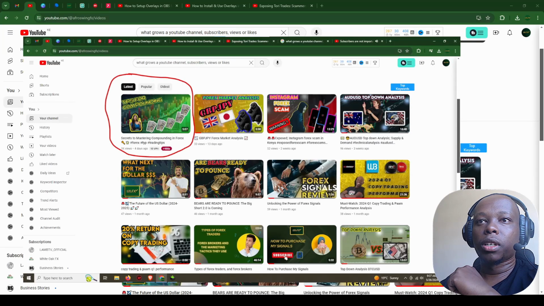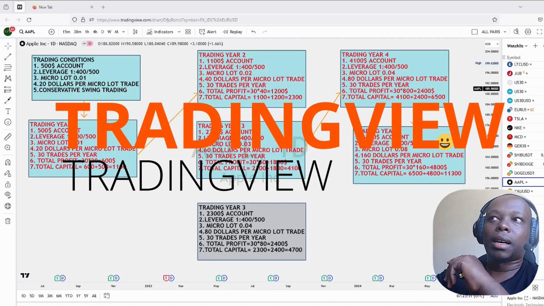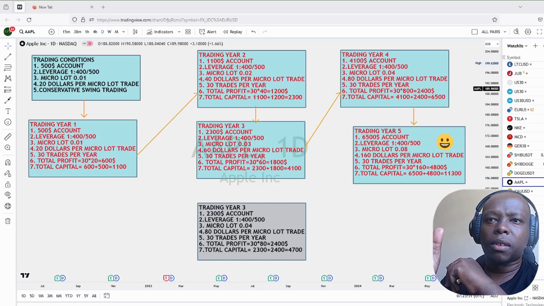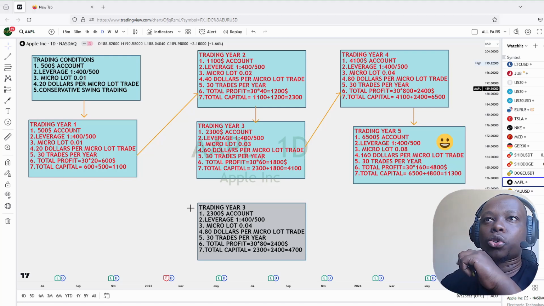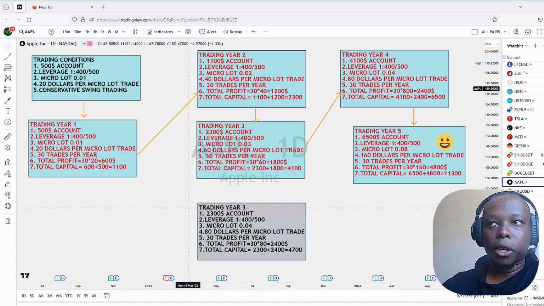Let us go to TradingView. So this is what you're seeing on TradingView. I already started the journey, and there are 2 scenarios. One is extremely conservative, the other one is moderately conservative. So let's see how we'll work this out. Before we go to year 1, these are the trading conditions.